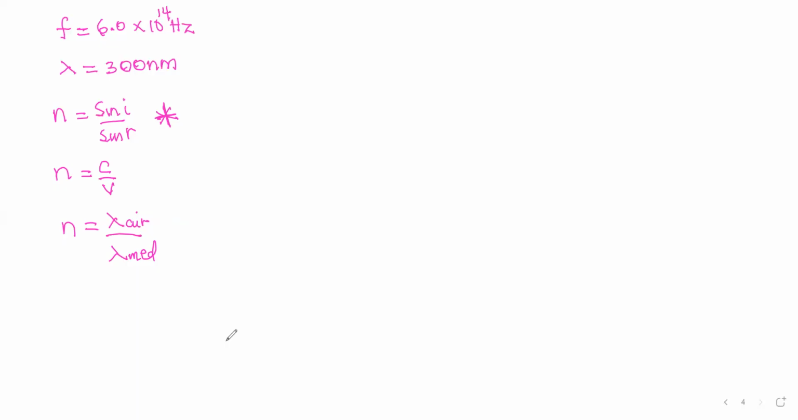Can we use the second one? Let's see. The second one is about speed of light in air against speed of light in a medium. Yes, we know the speed of light in air is a constant, 3.0 times 10 exponent 8 meters per second. What about the speed of light in a medium, v? We can find this using v is equal to f times lambda.